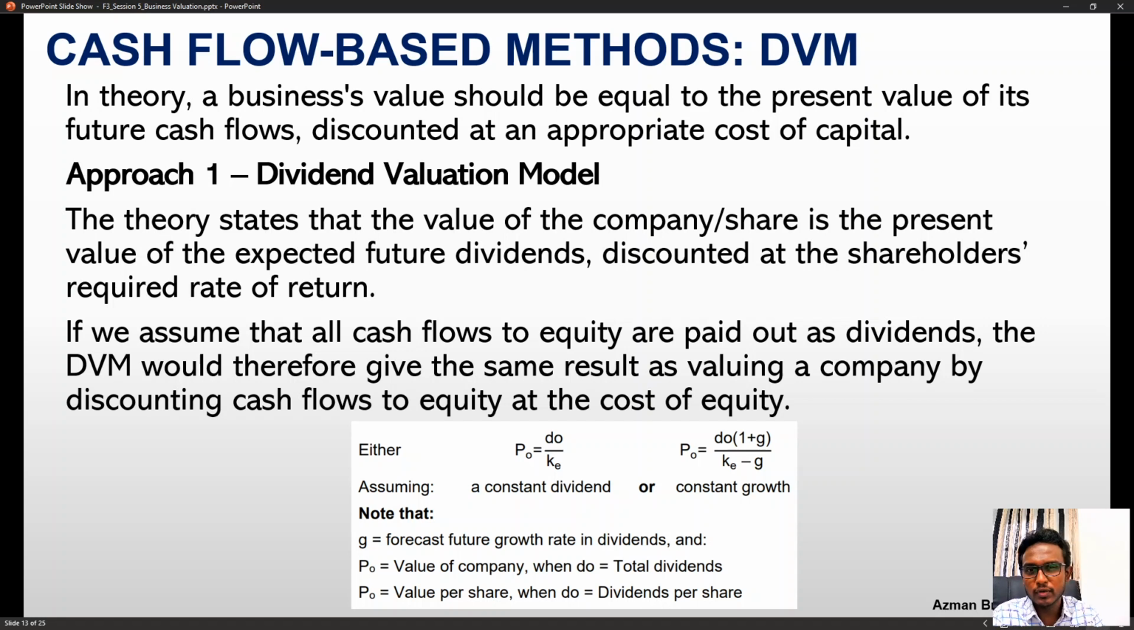That is the formula, but as far as the DVM is concerned, you have to have a good understanding of the overriding logic behind it. It's simply that the value of a company is the present value of the expected future dividends discounted at the shareholders' required rate of return.